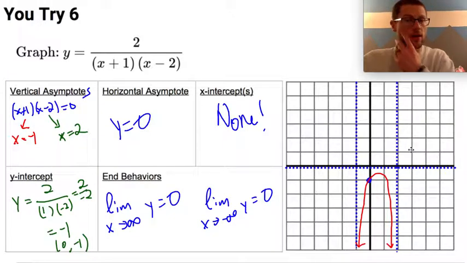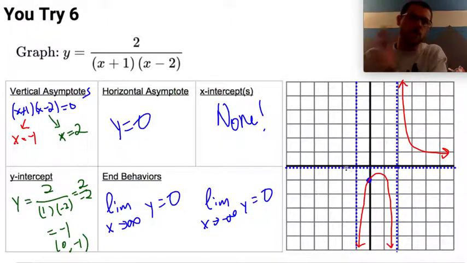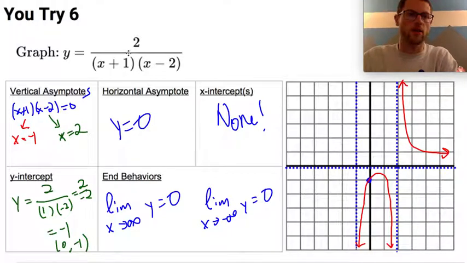If I were to plug in an x value that's greater than 2, then I have a 2 divided by a positive value, and that's going to be a positive number. So all of these values will be positive up here. And if I take 2 and divide it by anything where x is less than negative 1, if I take a number less than negative 1 and plug it in for x, that's going to make this factor negative. This factor will be negative, which makes this whole number positive. So that means that this section is also going to be positive, above my x-axis. So this is what my graph looks like.